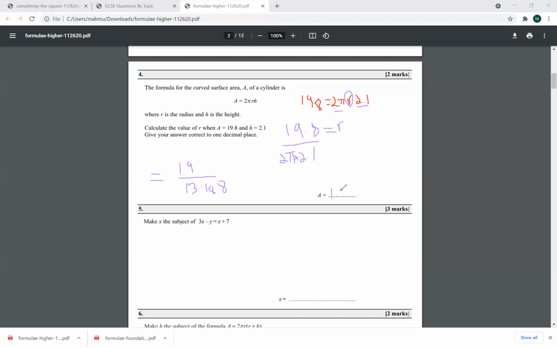So that's why I keep on asking you, write it down the way they ask you. So this is the first thing I did. I took all this. This is my A, and my H is there. My 2 pi stays where it is. Now I'm making R the subject. All I'm doing is taking 2 pi to the other side, and 2.1 to the other side. This is what I get. Now, work out this answer in your calculator and you'll get R.